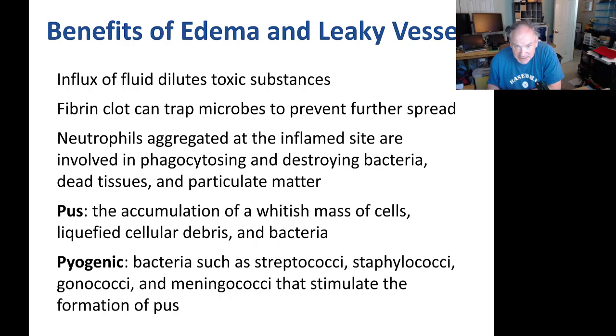Benefits of edema in leaky vessels: influx of fluid dilutes toxins that can form. Fibrin clots can trap microbes to try to contain them. Neutrophils aggregate at the inflamed site, involved in phagocytosing and destroying bacteria. Pus is the accumulation of that whitish mass. Pyogenic bacteria such as strep, staph, gonococcus, and meningococci stimulate the formation of pus. Of course, it's the result of wars.